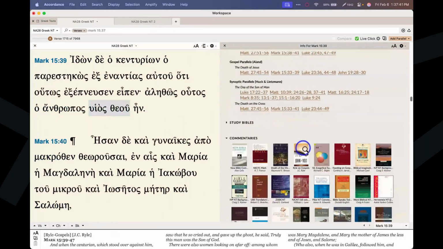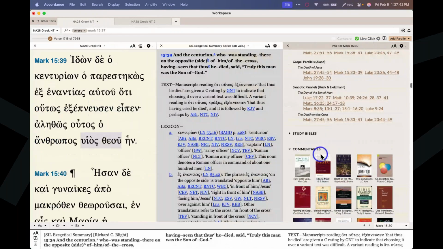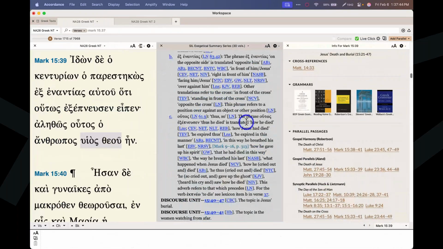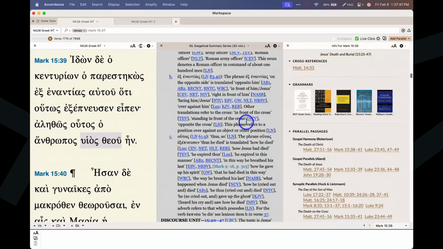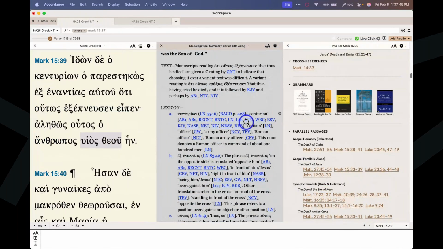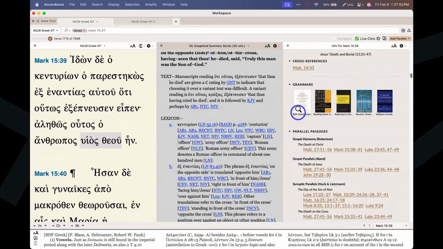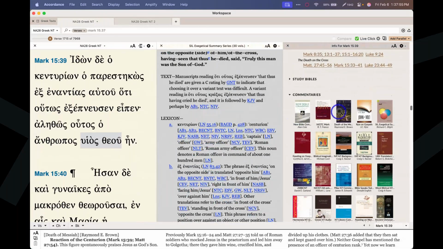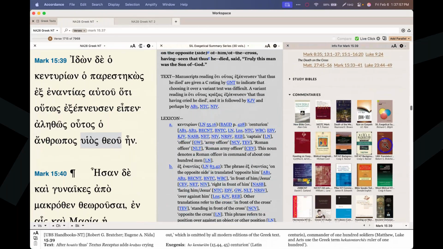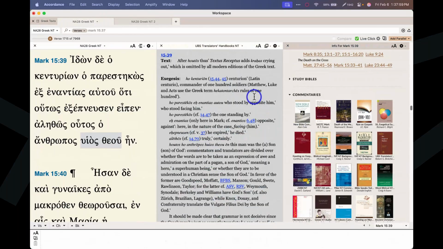I'm going to go to the SIL Exegetical Summary Series because it has, or at least I thought it did, maybe it's the UBS commentary series. I saw a good summary note on this, the UBS Translator's Handbook. Here we go.